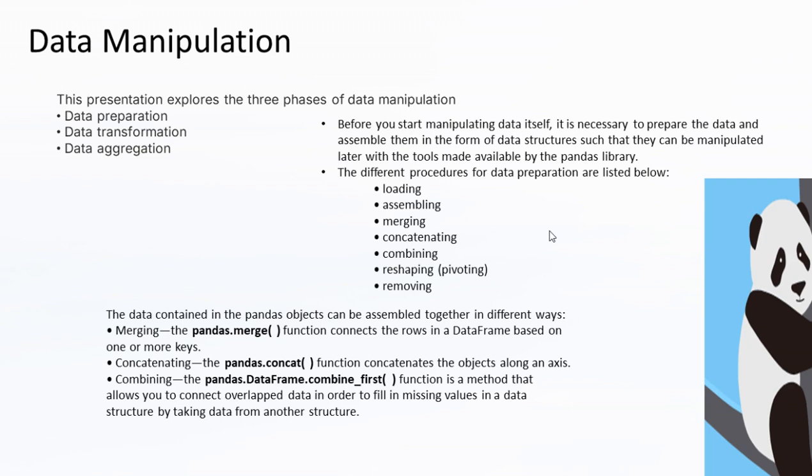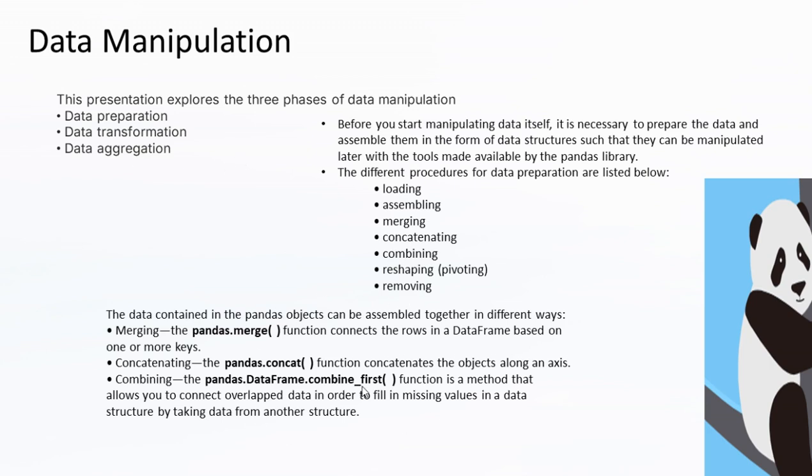Before you start manipulating any data, it's very important that you prepare the data, you assemble them in the form of a data structure so that it can be manipulated later with the tools made available by the pandas library. Now, there are different procedures for data preparation like loading, assembling, merging, concatenating, combining, reshaping or pivoting, and removing. So in this entire series of data manipulation, we will be seeing three phases: data preparation, data transformation and data aggregation.